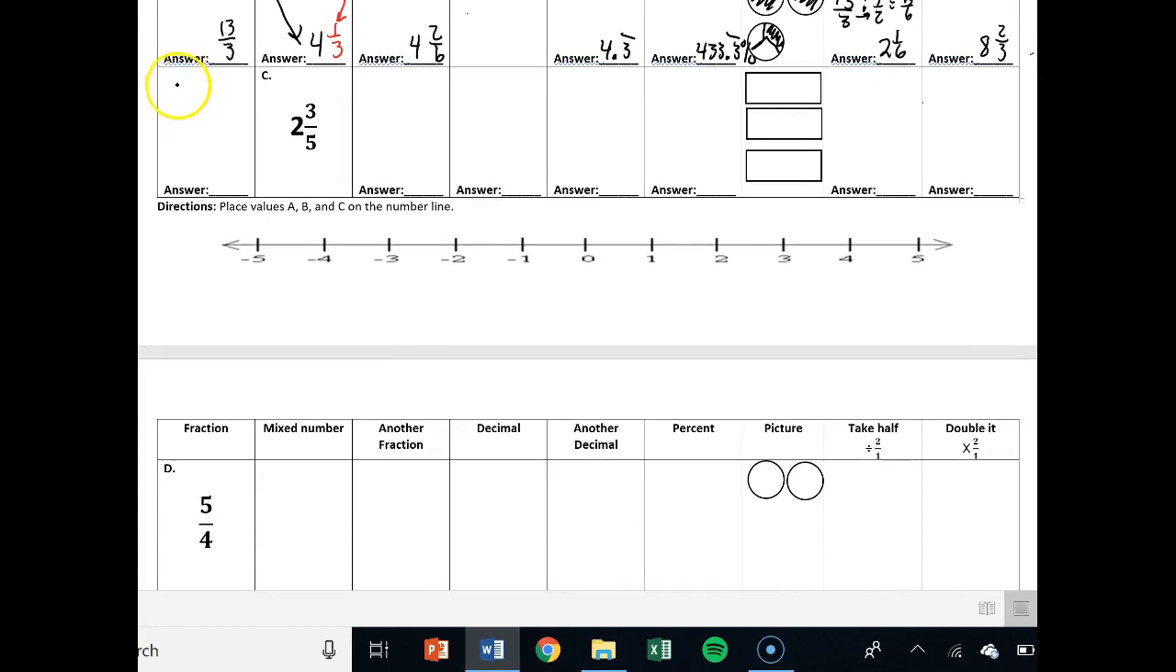Easiest to change it, I think, to an improper fraction first. So 2 times 5, which is 10, plus 3, gives you 13 over 5. 2 3/5, another fraction, you could just multiply by 2 if you want, to get you 2 6/10.